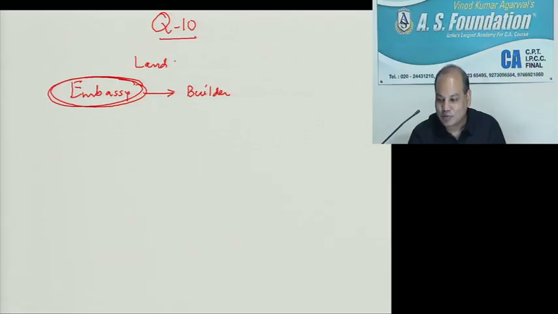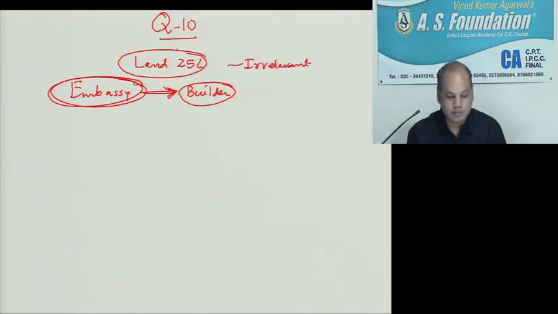So the cost of land, 25 lakh, is provided by the embassy. From the builder's point of view, this is a cost they have not incurred, so it is irrelevant. Even though it's a big amount from your question point of view, if you have not incurred it, why would you consider it? So 25 lakh is irrelevant. It was not incurred by the builder.